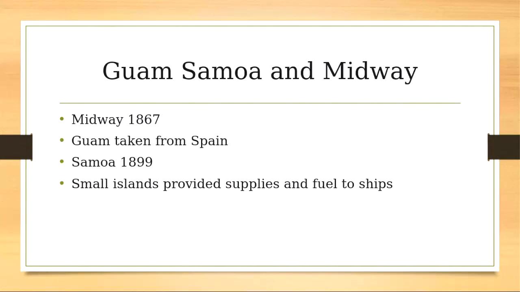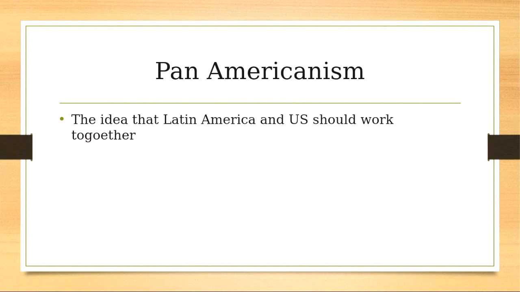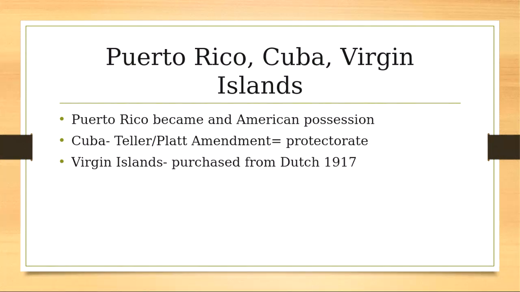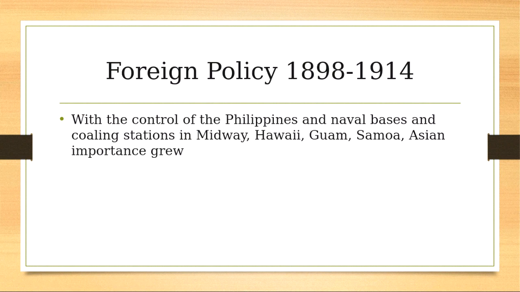Okay, Guam, Samoa, Midway were also part of the imperialism. The idea of Latin America and the U.S. working together, Pan Americanism, was also a focus. Puerto Rico becomes a territory. Cuba, Teller, Platt Amendment, Virgin Islands gets purchased. The control of the Philippines and naval bases were all big factors in the Pacific Ocean.